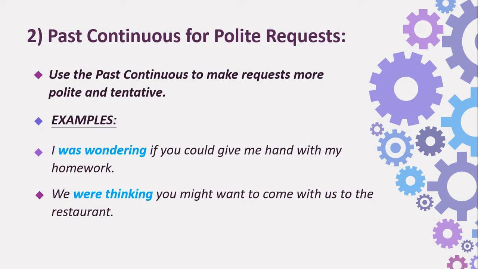Second, use the past continuous to make requests more polite and tentative. For example, I was wondering if you could give me a hand with my homework. We were thinking you might want to come with us to the restaurant. In both sentences, the requests are polite and tentative, and that's why I use the past continuous tense in this structure.